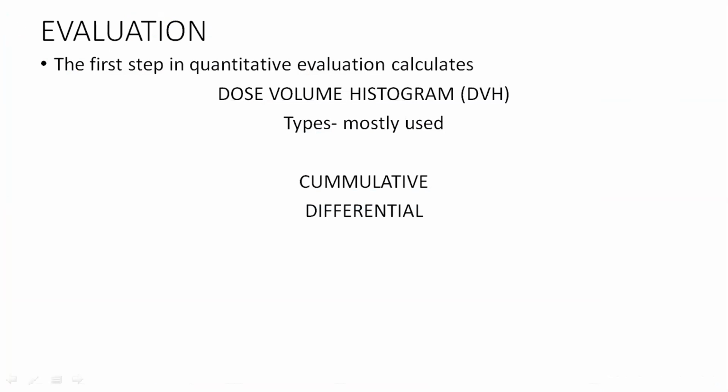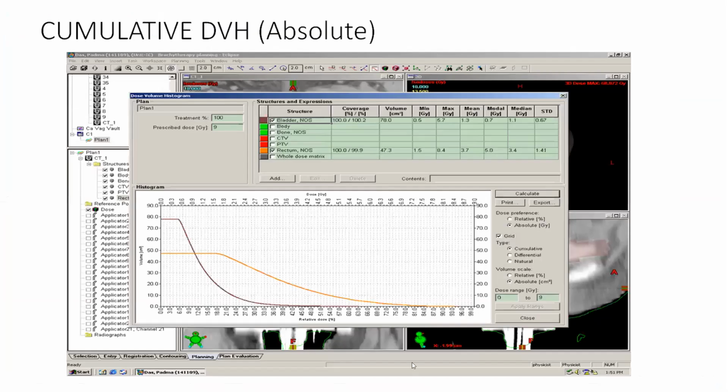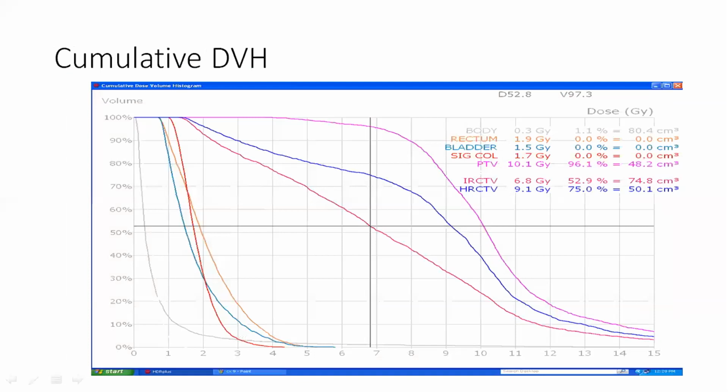So also you have to see the dose volume histograms. We have mostly cumulative and differential dose volume histograms. These are typical dose volume histograms that you will see, and you evaluate the plan accordingly. You see the OAR doses. And after you are satisfied with your cumulative DVHs, then only you approve your plan.